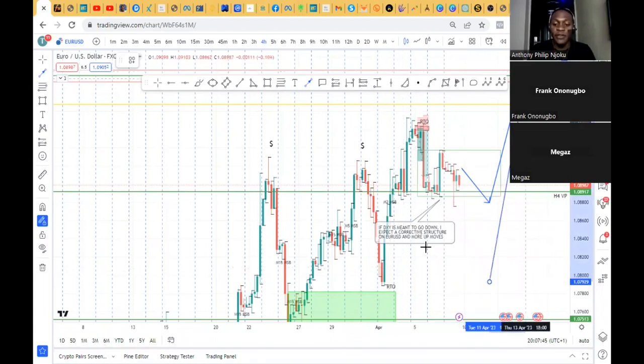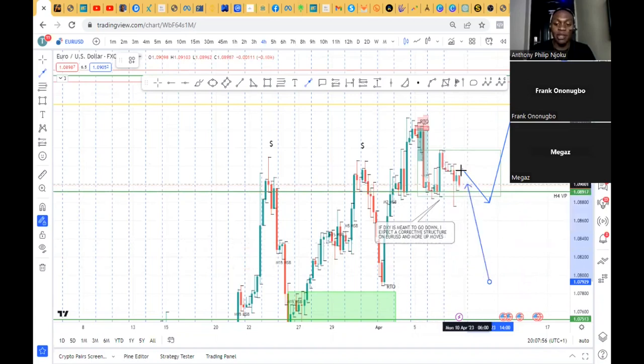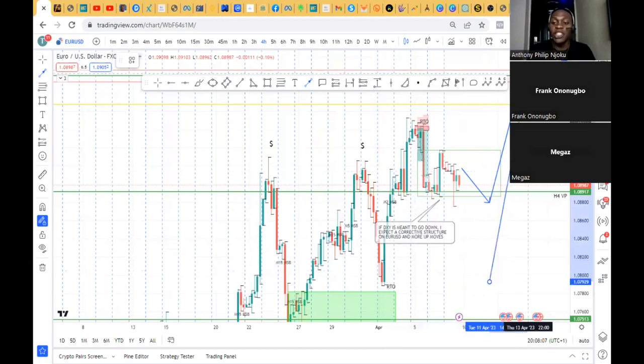So you see here, if DXY is meant to go down, I expect a corrective structure on Euro USD and more up pushes or up moves. So a corrective structure is what I'm expecting on Euro USD. The corrective structure, which is what you see here, can be deeper and come into this point here before we can then see the next buy into this H4 validation point.